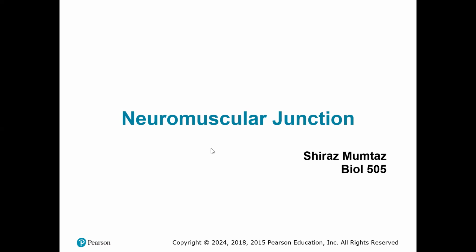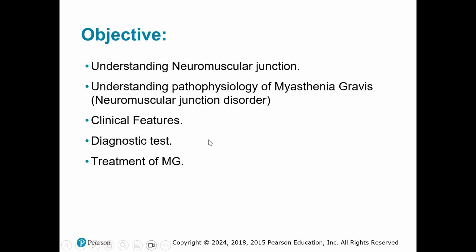Okay. So the objectives for this neuromuscular junction topic are understanding what the neuromuscular junction is, understanding the pathophysiology of myasthenia gravis, which is a neuromuscular junction disorder, the clinical features of myasthenia gravis, how we diagnose myasthenia gravis, and how we treat myasthenia gravis.